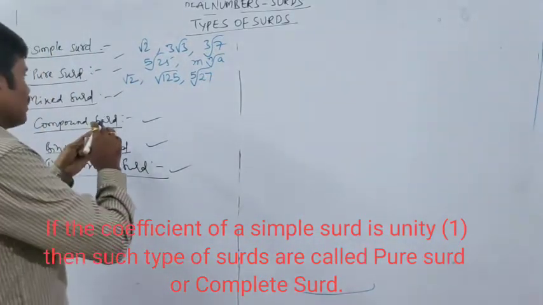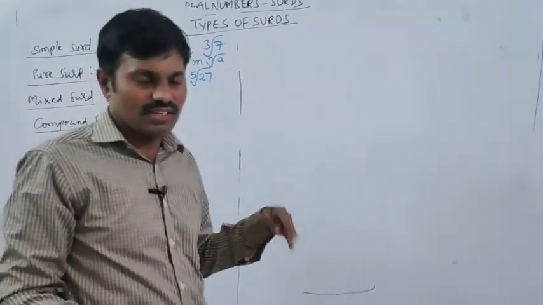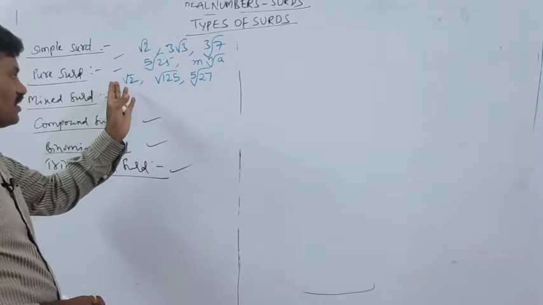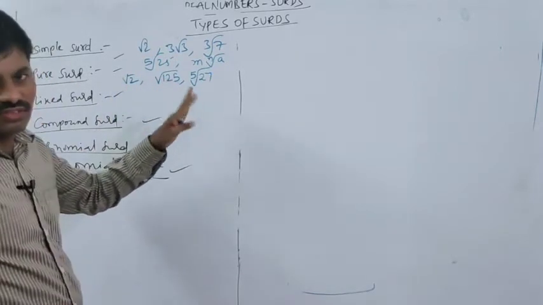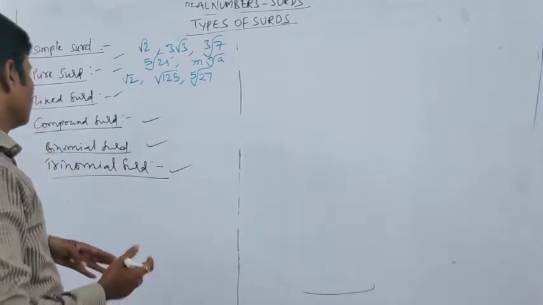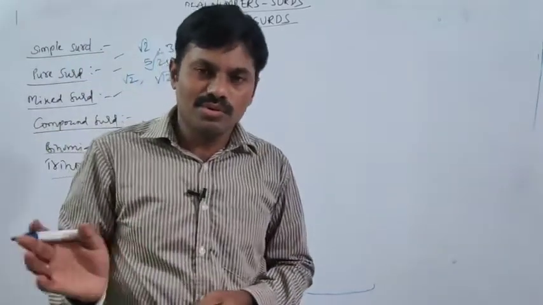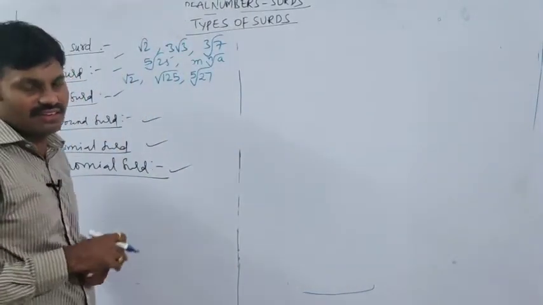That means everything we are going to write under the root itself, whatever the order may be. The rational number is under the root, either third root or fifth root or square root or like that. Then such type of surd is called a pure surd. So see the definition on the screen. Are you observing on the screen?